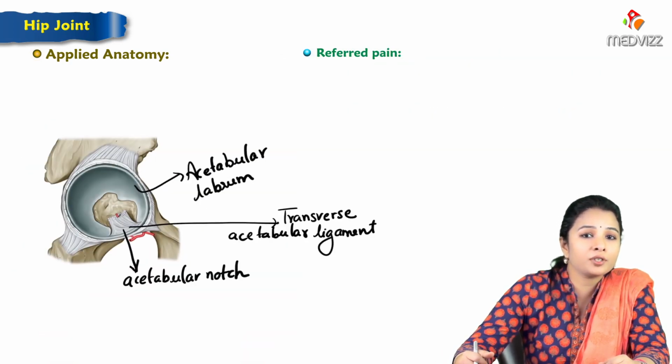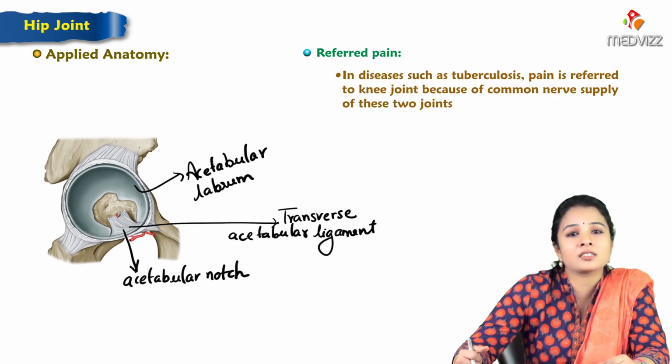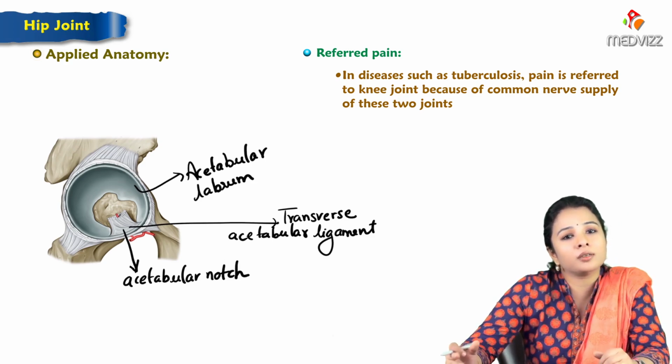Moving on to the referred pain of hip joint. In the diseases of hip joint such as TB, tuberculosis, the pain is referred to the knee joint because of common nerve supply of both these joints. So these two joints have got a common nerve supply. So any disease in the hip, the person also complains of pain in the knee.